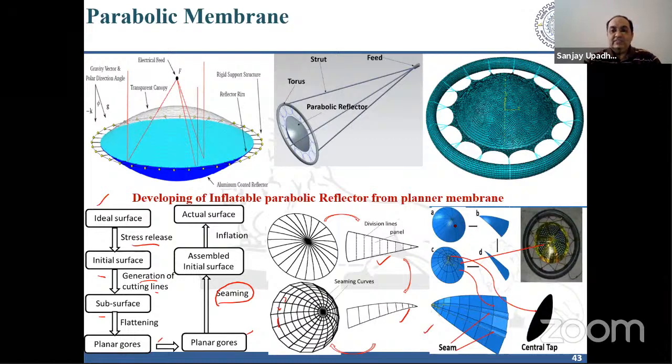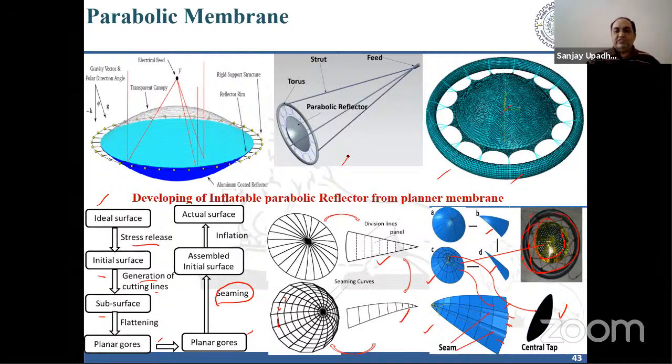You see, this is one gore, second gore. So all these gores, first, second, third, fourth, all gores we have to attach, and finally we can get the parabolic shape. And this parabolic shape, we have attached with this torus. We have considered it as a torus, like this one. So this is the reflector, and this is the torus. So finally, we have developed this parabolic membrane, and we received lots of results also.